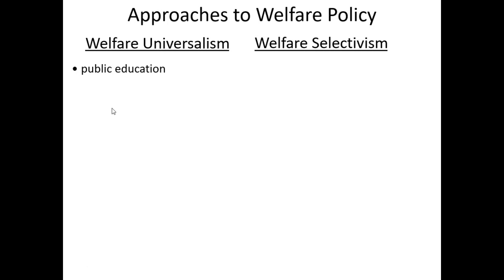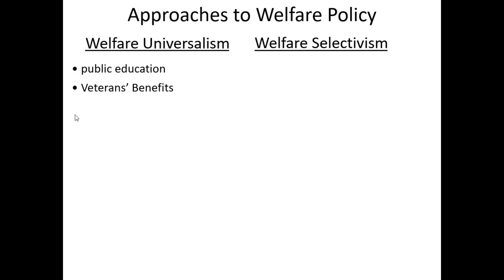Nobody asks you, in order to enroll in college, how much money you make. That might be an issue if you're getting financial aid. Don't get me wrong, but I'm just saying, just to enroll, there's not a means test. So public elementary and secondary education, but also public colleges and universities would be examples of welfare universalism. I mentioned a moment ago, well, I forgot this one was in there, so let me deal with that one first. Veterans benefits.